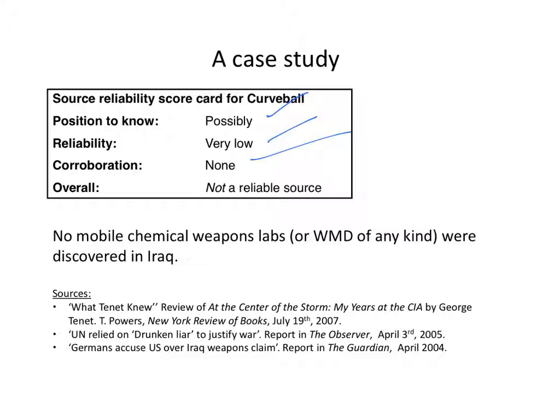And indeed, of course, as you may know, no mobile chemical weapons labs of any kind were found in Iraq after the United States invasion. No weapons of mass destruction, nuclear weapons or anything of that nature were found either. It's quite remarkable that the major element of the case for this war was based on the testimony of this one source who was pretty well known to be not very reliable.